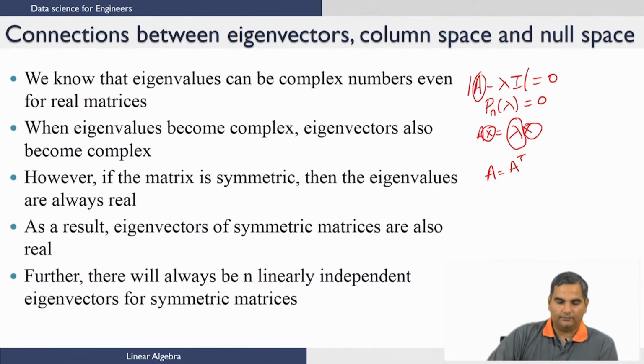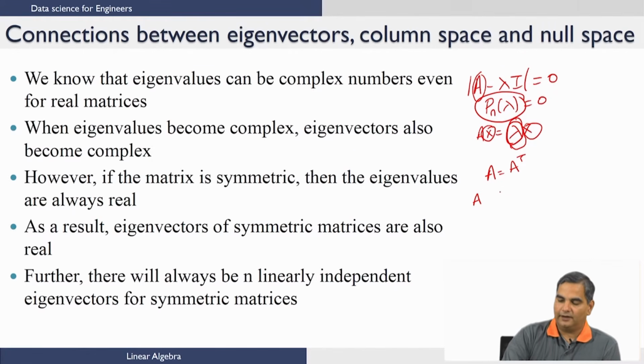So, these properties of symmetric matrices are very useful for us when we look at algorithms in data science. Now, the first property of symmetric matrices that is very useful to us is if the matrix is symmetric, then the eigenvalues are always real. So, irrespective of what that symmetric matrix is, this polynomial would always give real solutions for symmetric matrices. And as I mentioned before, if this turns out to be real, then the eigenvectors are also real.